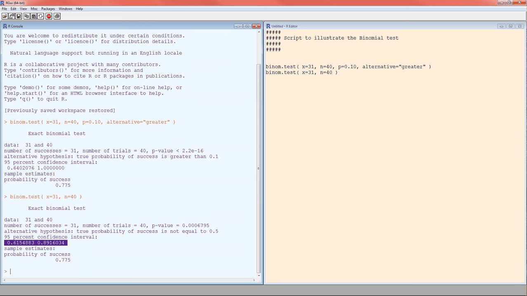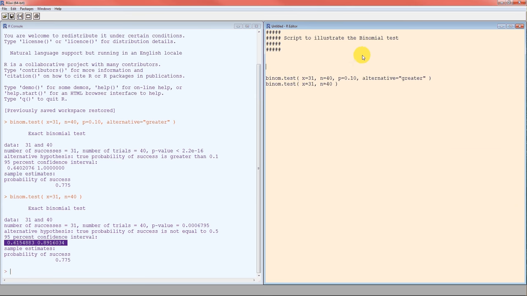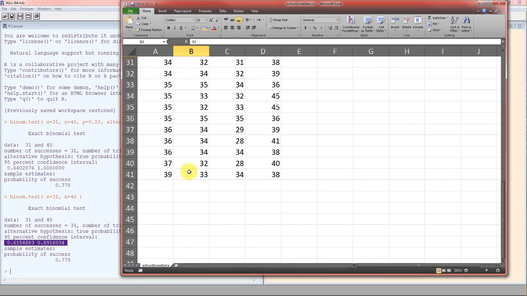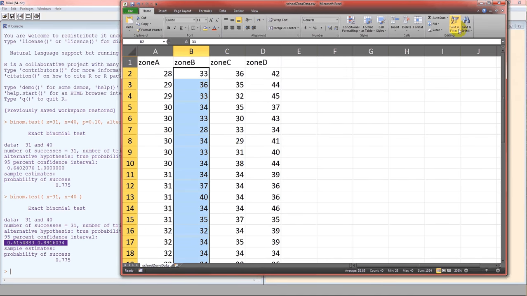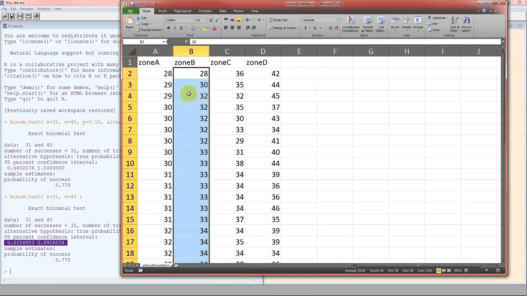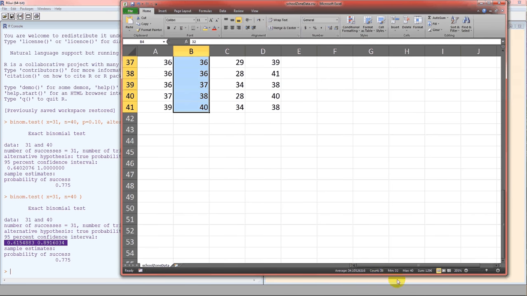Let's do the same thing with school zone B. Just because we got one example of school zone A, so I'm going to comment on that. Let's go ahead and do the same thing with school zone B. So here's our data. We're going to sort school zone B, highlight the numbers, sort smallest to largest, get the really loud warning, continue with the current selection, sort. At school zone B, there were 38 people violating the law.